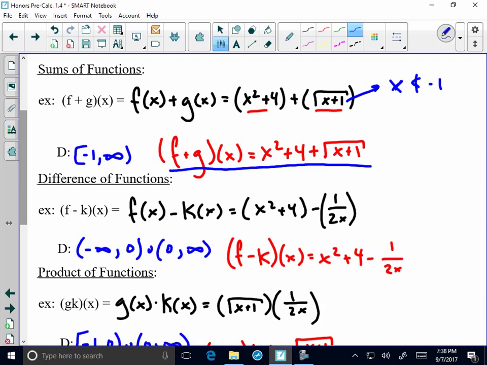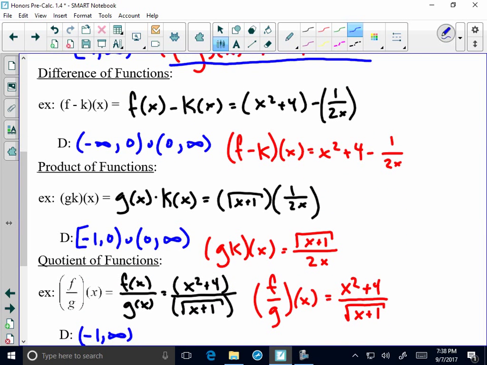x plus 1. With the difference of functions, we've got f minus k of x, and so that's f of x minus k of x. So we've got the equation for our f of x minus the equation for our k of x. No restrictions for f of x, but k of x right here. We cannot have x equal to 0, so our domain is negative infinity to 0, union with 0 to positive infinity. And again, right here, all simplifying is going to mean for this expression is taking down the parentheses, and we've got x squared plus 4 minus 1 over 2x as the simplified expression. Now, we could get everything to be one rational function here, but really this is simplified enough for us.